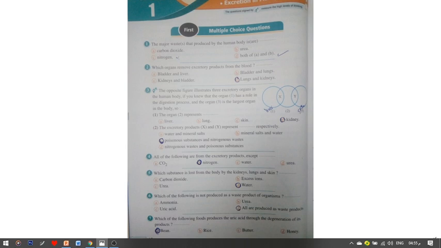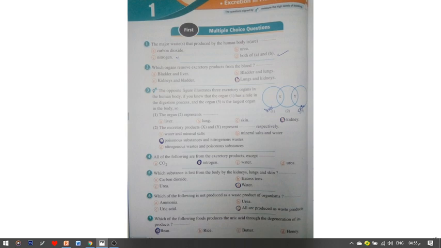Okay. First question here, it says the major wastes that are produced by the human body is or are carbon dioxide, urea, nitrogen, or carbon dioxide and urea. The answer is going to be A and B, which is carbon dioxide and urea. These are excretory wastes which are excreted by the human body, while nitrogen is not considered as an excretory product because it doesn't pass the plasma membrane.